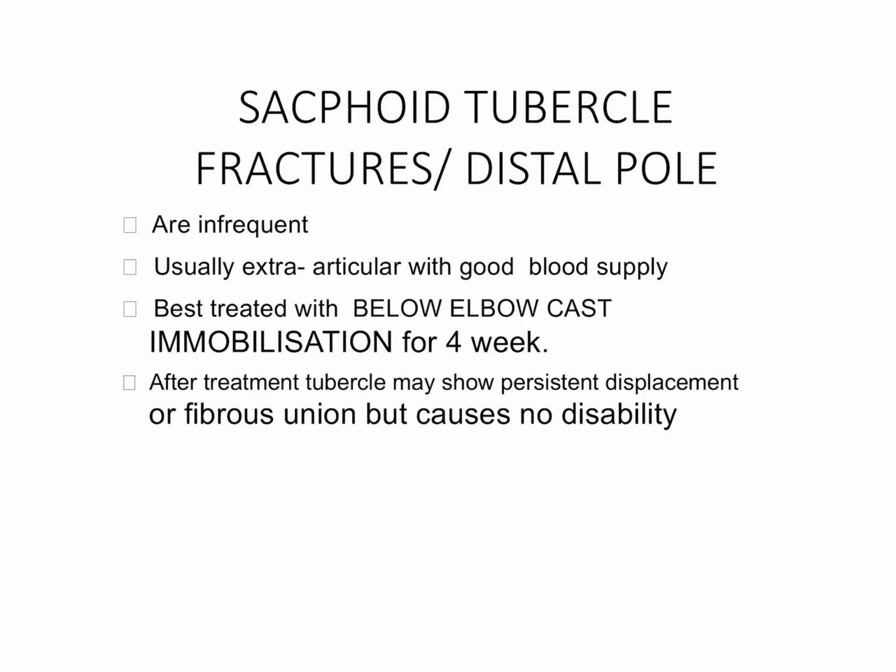Scaphoid tubercle fracture at the distal pole is infrequent, usually extra-articular with good blood supply, best treated with a below elbow cast, immobilization for 4 weeks. After treatment, tubercle may show persistent displacement or fibrous union, but causes no disability. Next.